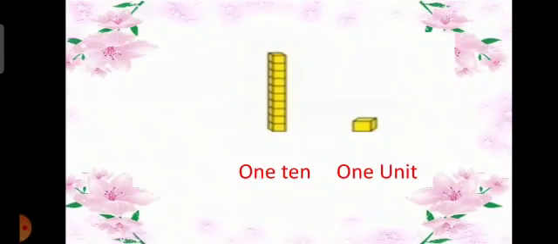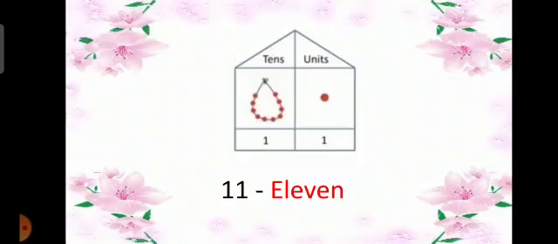Here 10 blocks made a group. This is called 1 ten, and one single block means 1 unit. Here, in the two houses, we have made 1 ten and 1 unit. Together, in beads, one string is equal to 10 beads. One bead will come in the units place. 1 ten and 1 unit make 11. The spelling of 11 is E-L-E-V-E-N, 11.